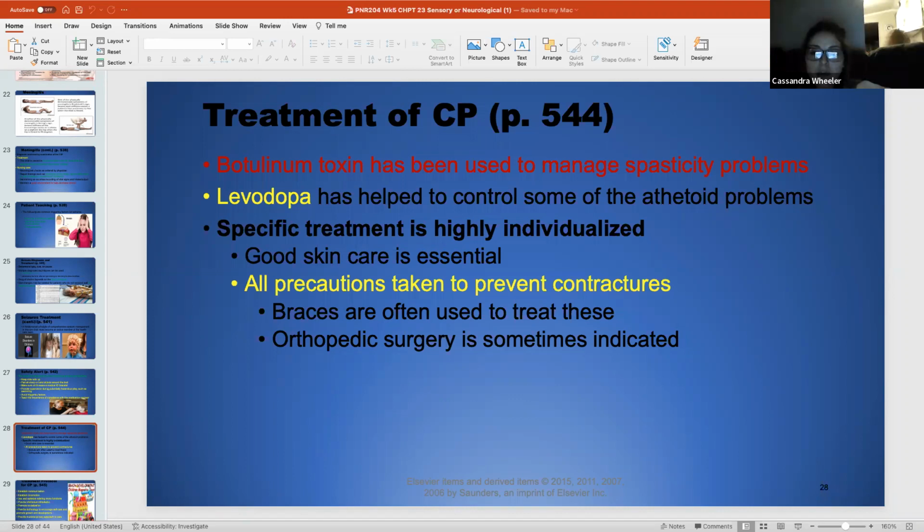Are they kind of bow-legged a little bit too? They can be a little bow-legged. A lot of kids are bow-legged though. So bow-legged isn't necessarily CP, but walking on their toes and not being able to relax their muscles.